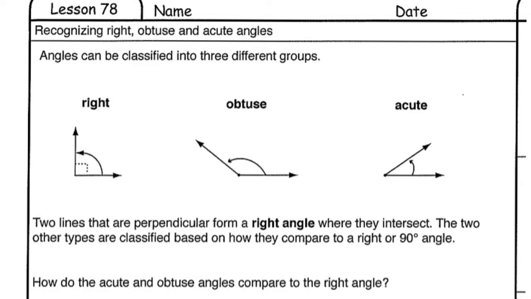First of all, first type of an angle is called a right angle. A right angle is a perfect corner. It is measuring exactly 90 degrees. And you can see that this is a right angle right here.